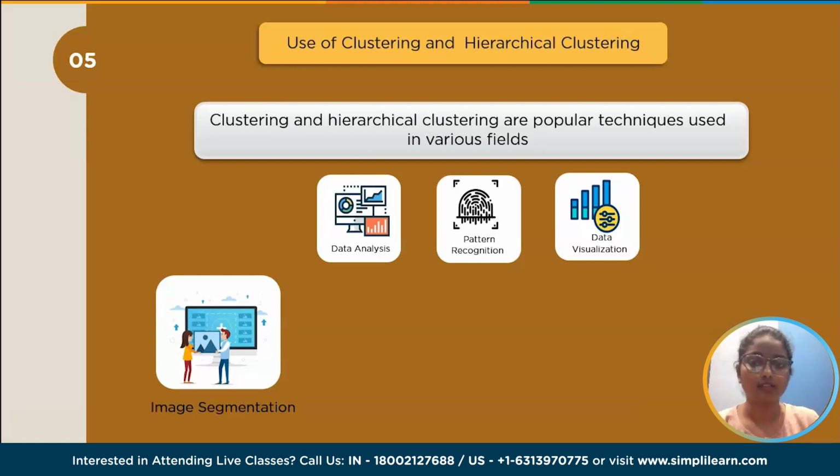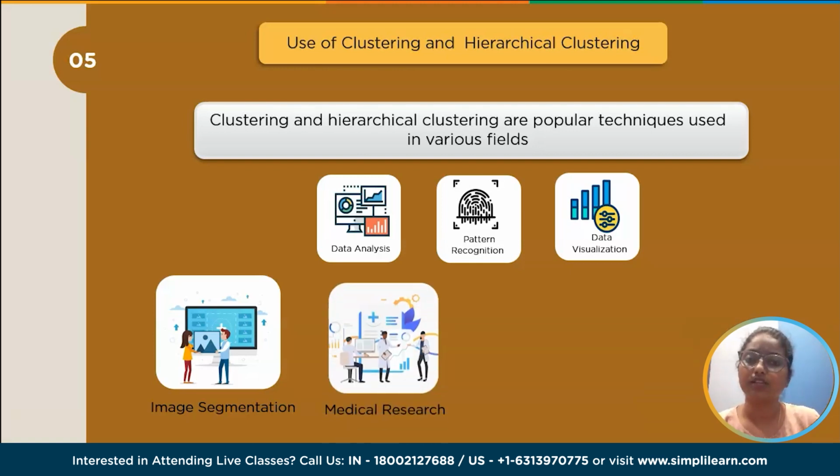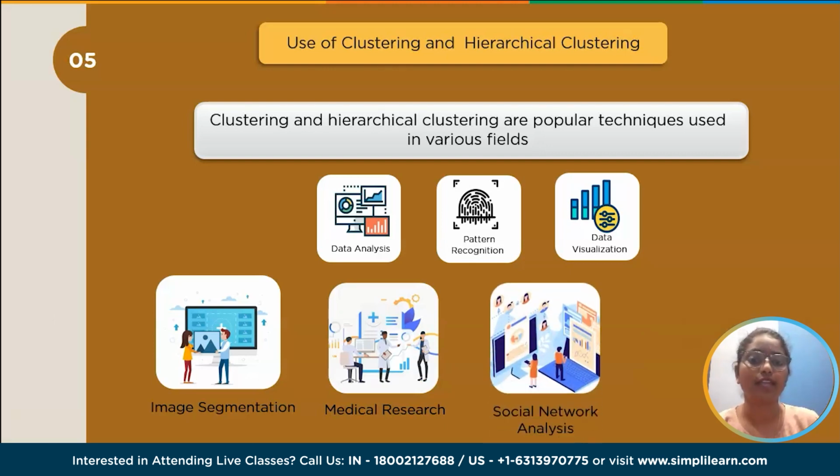And the second usage is medical research. Clustering is used in medical research to analyze patient data and identify subgroups of patients with similar medical conditions. This helps researchers to identify risk factors, develop treatment plans, and personalize the treatment for individual patients. And one more popular usage of clustering is social networking analysis.